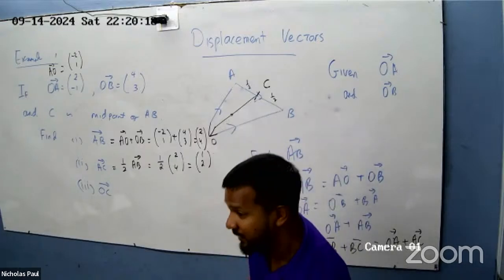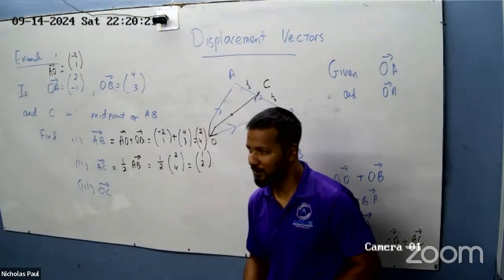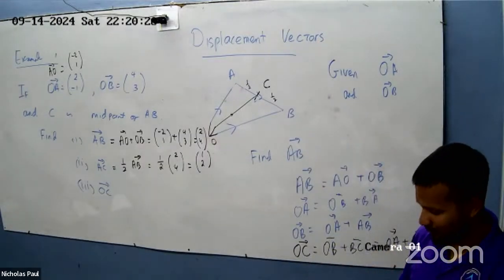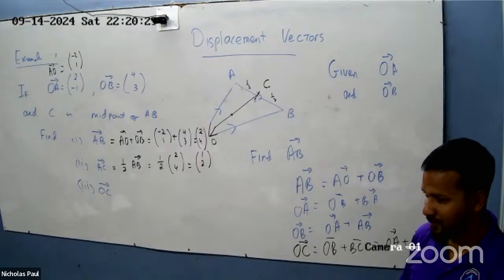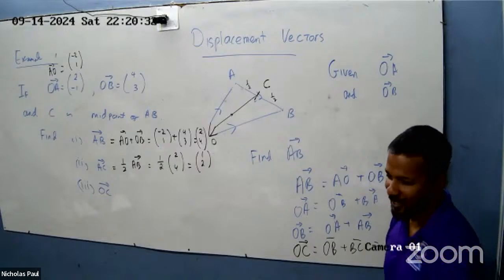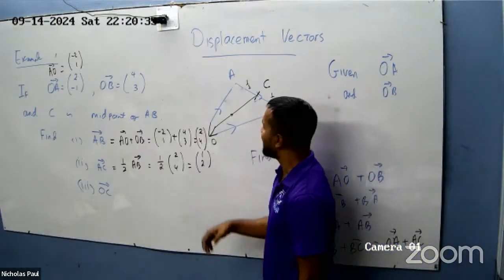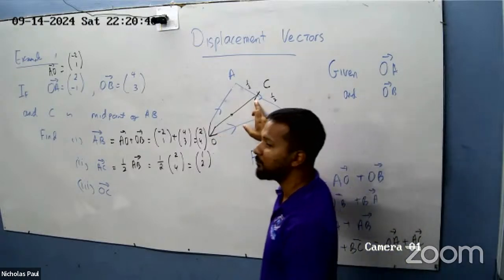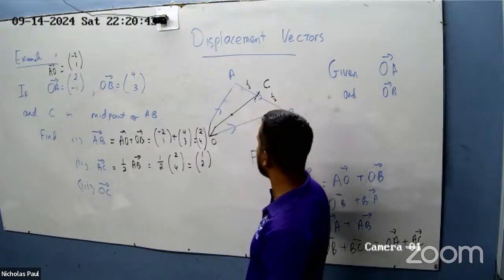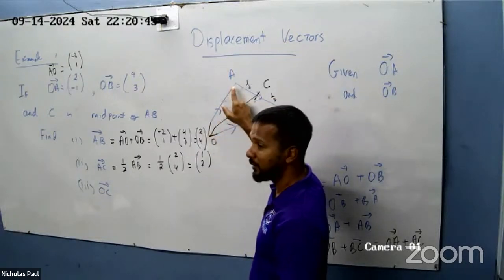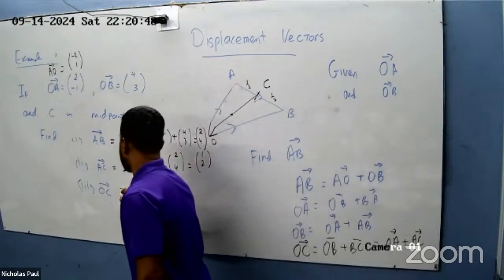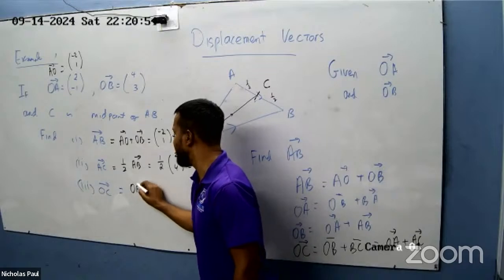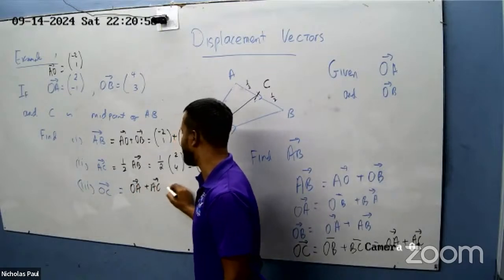All right, I'll randomly select a name to help me with OC. Felicia. So that was random, Felicia. I want to get OC. So OC is what? O to A. Now, don't use the B. So use O to A plus A to C.